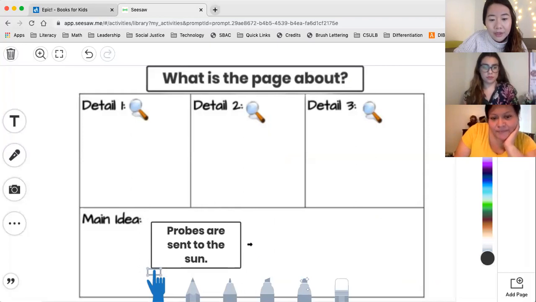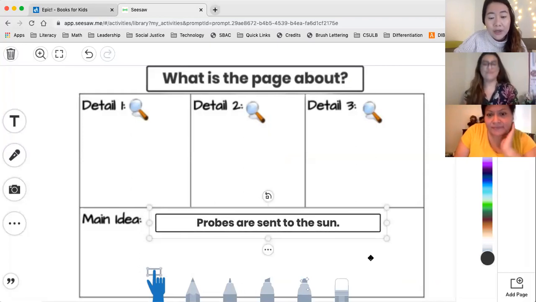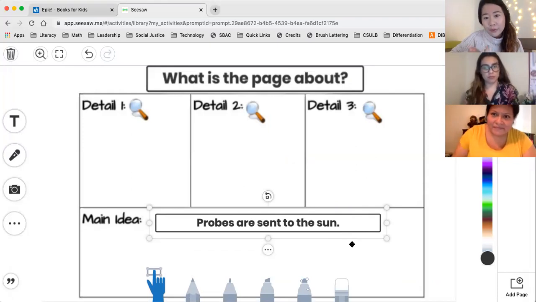And I love how Ms. Rosales is writing in a complete sentence. We want to make sure there's a capital letter at the beginning of our sentence and a punctuation mark at the end. That way I know your complete idea. We've noticed some friends have been writing moon, and I'm like, what about the moon is the main idea? We want to be specific. We're not just talking about the sun, we're talking about how probes are sent to the sun. So that's our main idea.